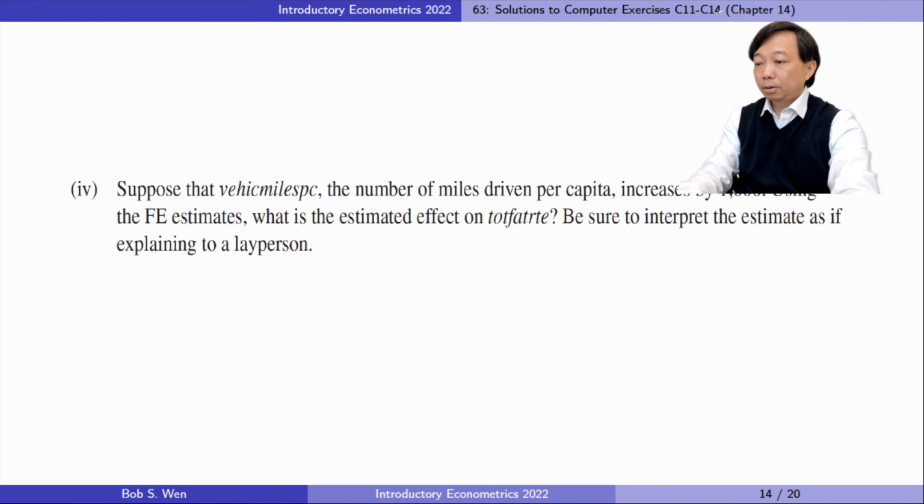In Part 4, suppose that the number of miles driven per capita increases by 1,000. According to the fixed effects estimates, what is the estimated effect on the total fatality rate? Be sure to interpret the estimate as if explaining it to a layperson.